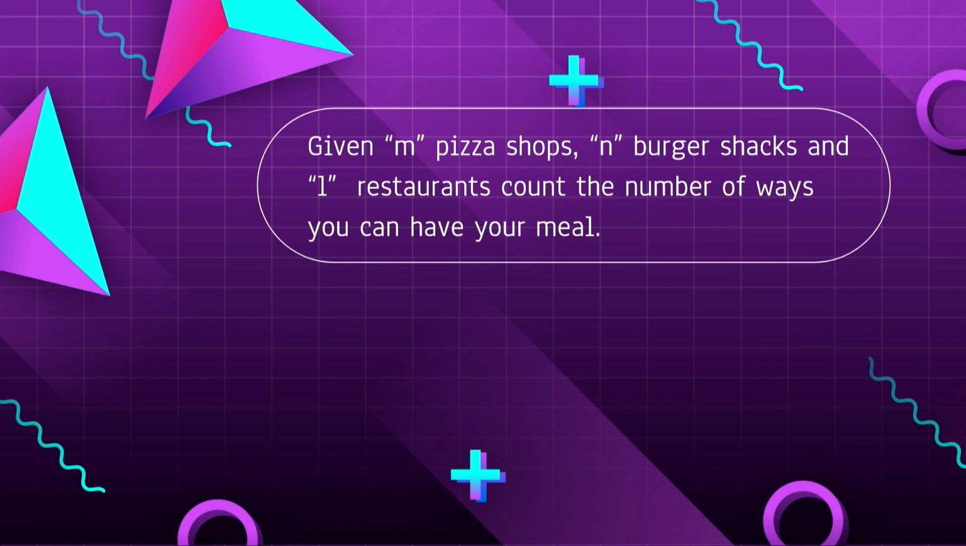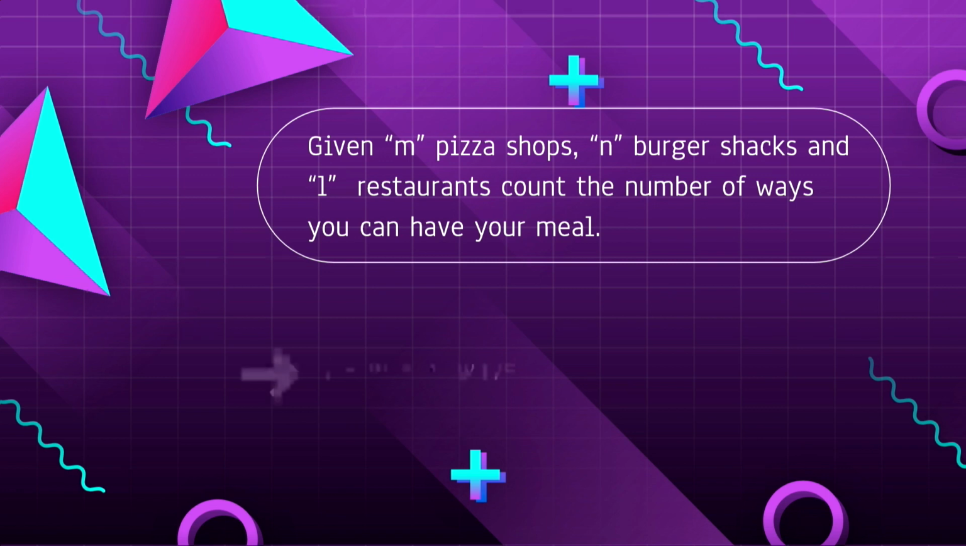So basically I can either go to a pizza shop, or a burger shop, or a restaurant. There are L ways I can go to a restaurant, M ways I can go to a pizza shop, and N ways I can go to a burger shop, and I just add them up. This is the additive rule, a fundamental principle of counting. You have different cases, you sum them all up to find the number of ways you can do something. I hope this is clear to everyone.